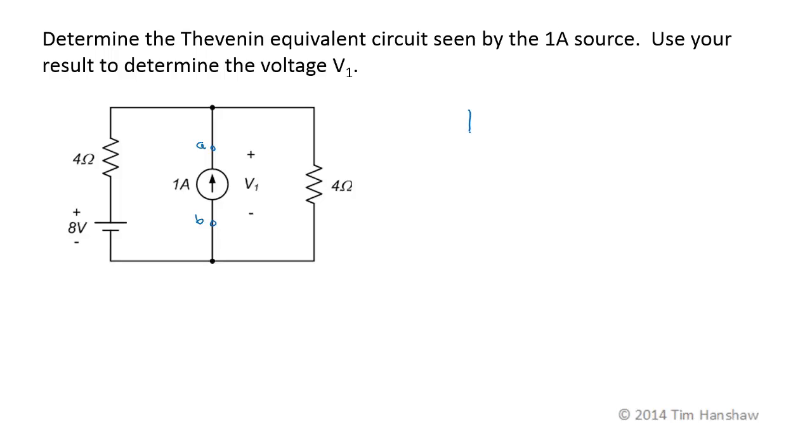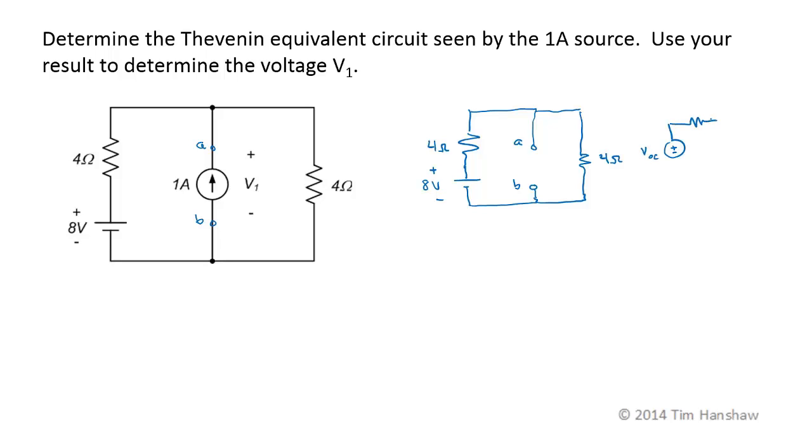So taking the 1 amp source out, the circuit that we're actually working with is this 4 ohm resistor, an 8 volt source. The terminals that we want the voltage current relationship across, so A and B, and then this 4 ohm resistor. So what we're going to do is have an open circuit voltage, VOC, and a Thevenin resistance, RTH. And anything that we connect at terminals A and B will see the same thing that we connect at these terminals.